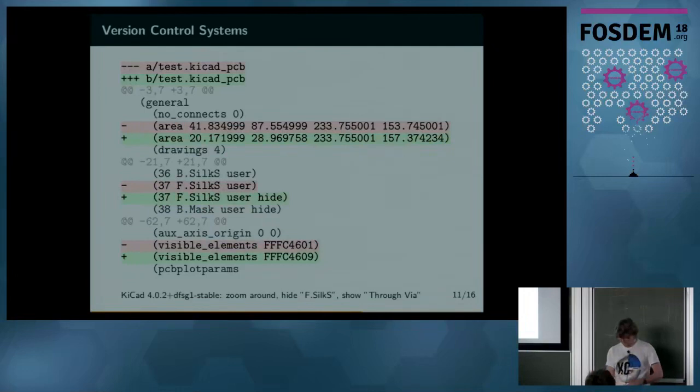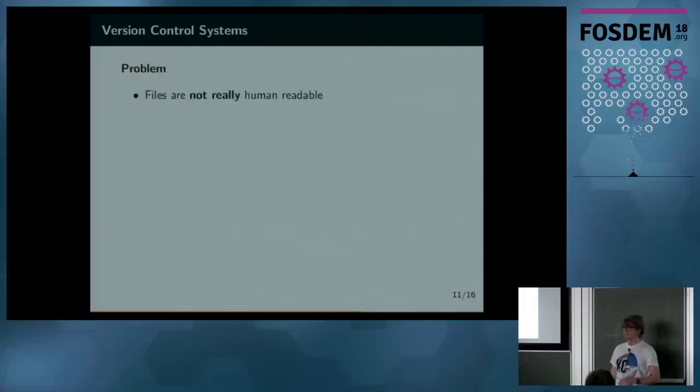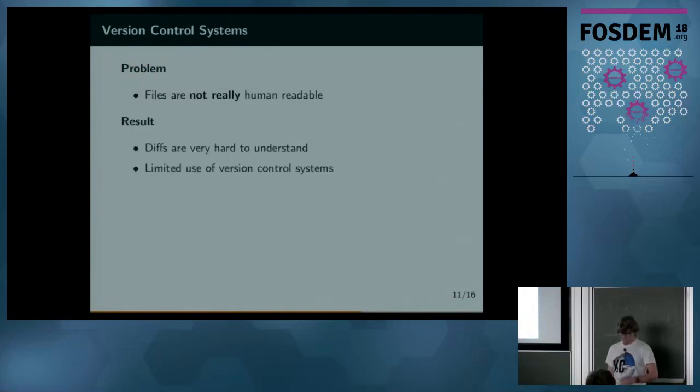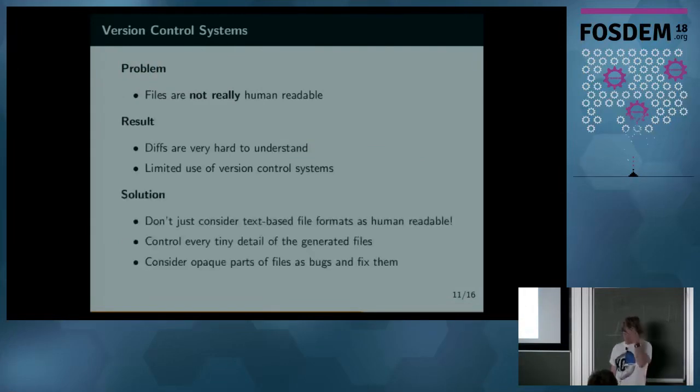And this brings me to the next point. Files are not really human readable. So diffs are hard to understand, and version control systems are hard to use on these files. So my solution is basically, first, don't just consider text-based file formats as human readable. Not every text-based file format is human readable. You need to control every tiny detail of the file format to make it as readable as possible. And in LibrePCB, I consider parts of files which are not really human readable as bugs, and bugs need to be fixed.